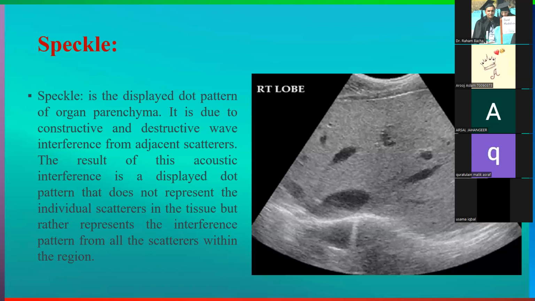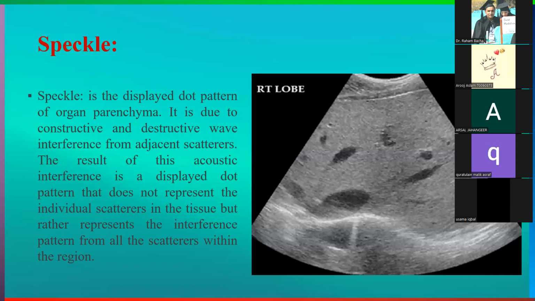There is a special kind of texture which is called speckle pattern. By speckle pattern we mean that dotted appearance, and that is the response of the constructive and destructive wave interference. You know that in organ parenchyma interference will happen. That interference will either be constructive wave interference or destructive wave interference.